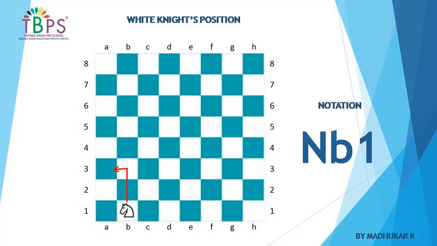This knight can also be moved 2 moves vertically forward and 1 move horizontally towards left. So it can move to the square A3. And the notation for this move is NA3. This knight can also be moved horizontally 2 moves right and vertically 1 move forward. So it can move to the square D2. So the notation for this move is ND2.